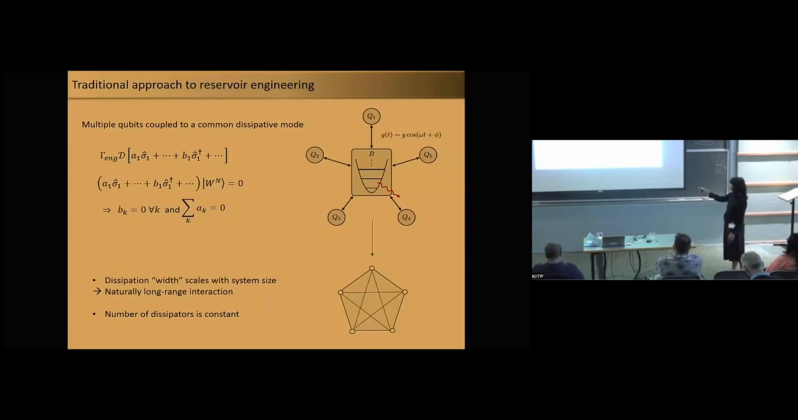So the dissipator mode in parallel talks to the full system. Which essentially means that the dissipation width scales with system size, and this is a naturally long range interaction. And plus it requires only one mode. So the number of dissipators is constant.